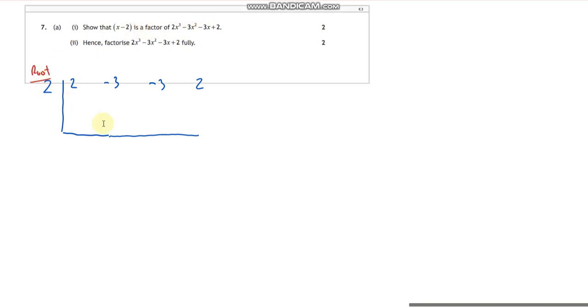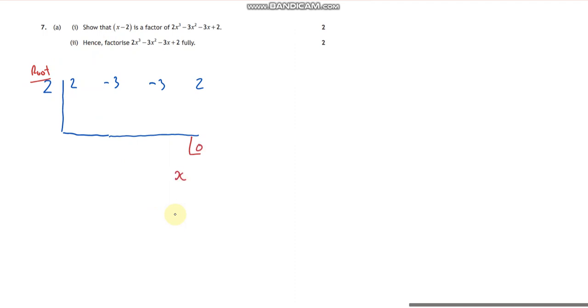We don't put -2, we put the actual root, because if this comes out as 0, that would mean that x - 2, so remainder equals 0. So therefore, x - 2 is a factor. That's what we're hoping for. And what does that mean? Well, it means that on my graph, I know that there is a root at 2. Okay, that's what that would mean.